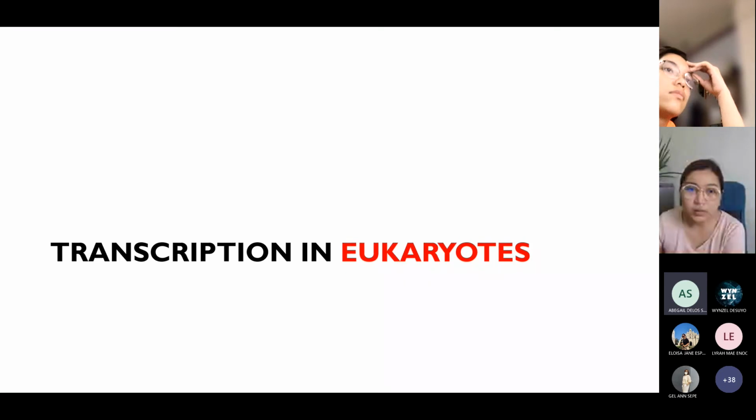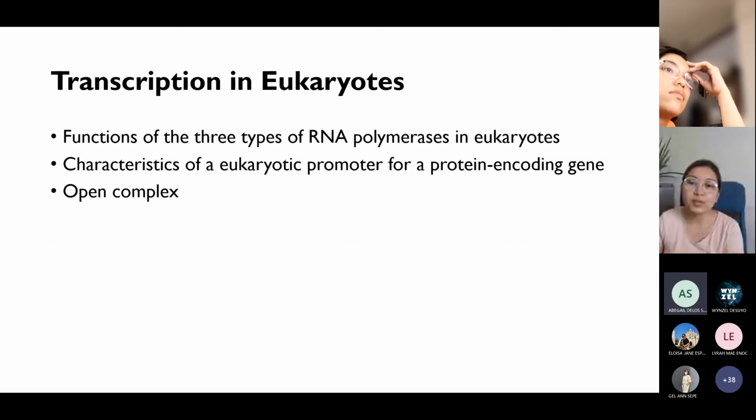Okay, so let's continue with transcription in eukaryotes. We will talk about the functions of the types of RNA polymerases in the eukaryotes, the characteristics of a eukaryote promoter for a protein encoding gene, and the open complex. For this objective, we will also deal with the many basic features of gene transcription that are very similar in bacterial and eukaryotic species.